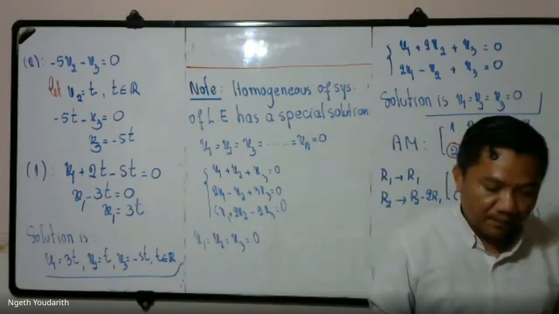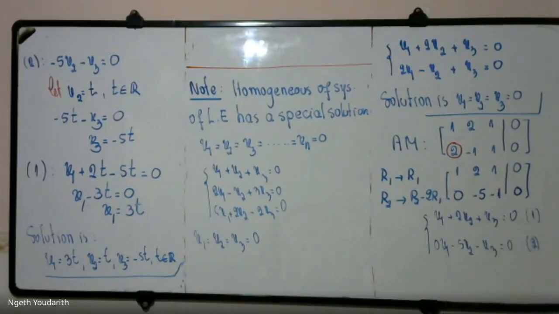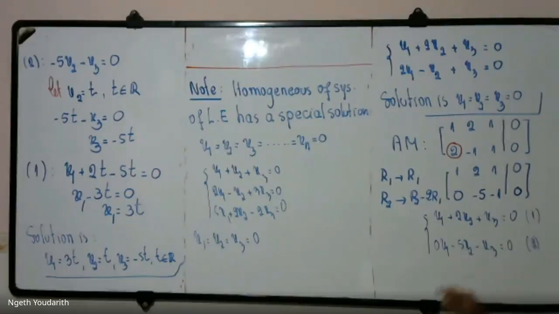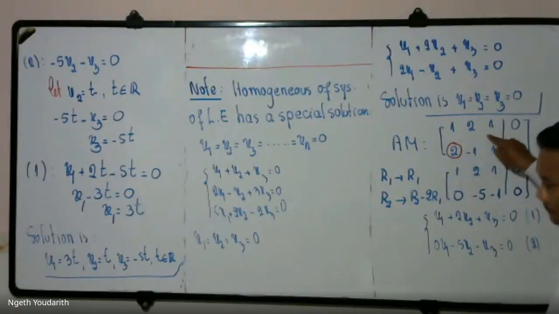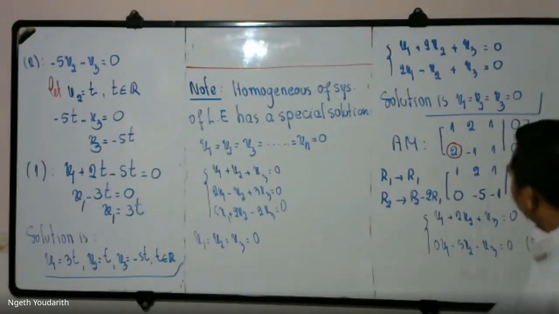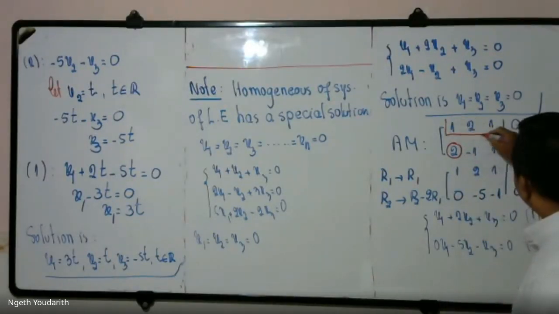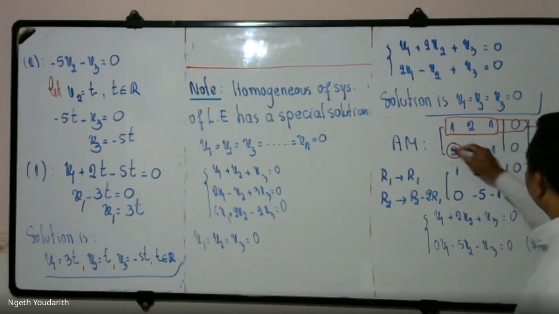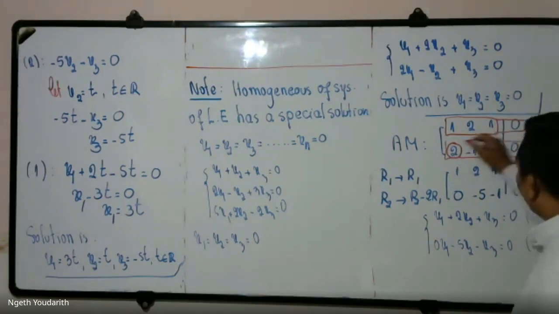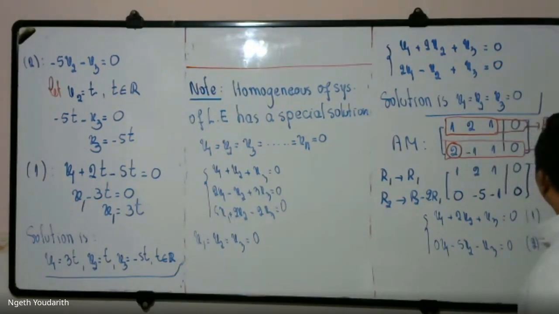Please, do you have any question? Excuse me, teacher. I'm not sure about R1 or R2. R1 means row 1. This one is R1, row 1. And this one is R2, row 2.